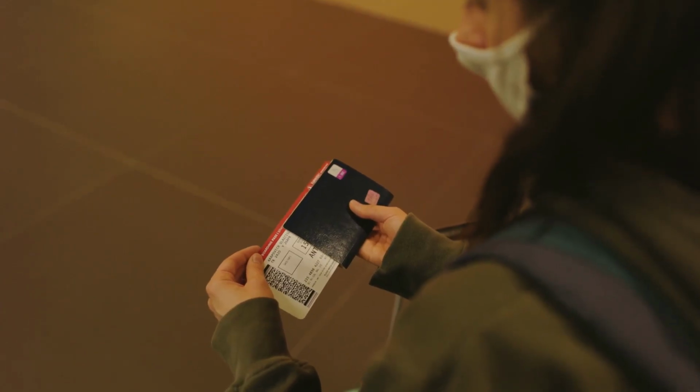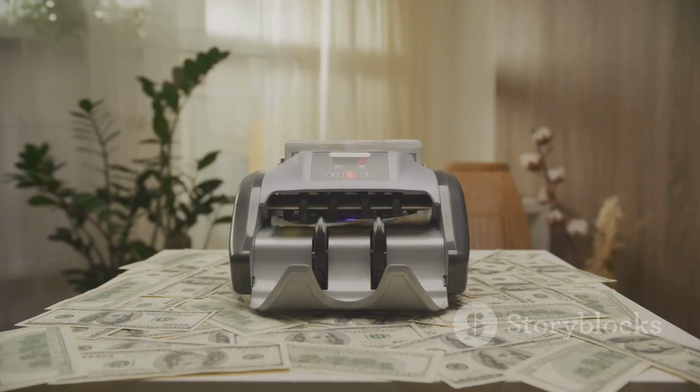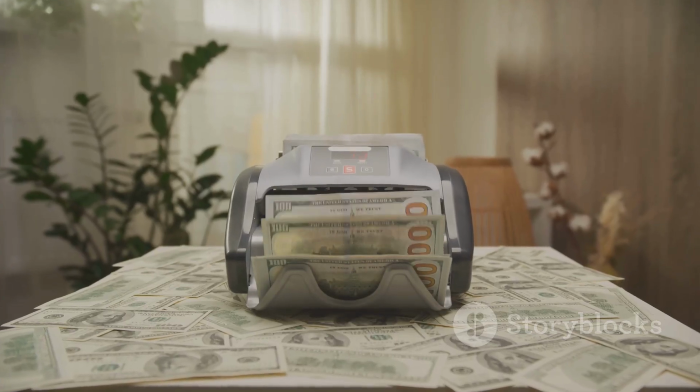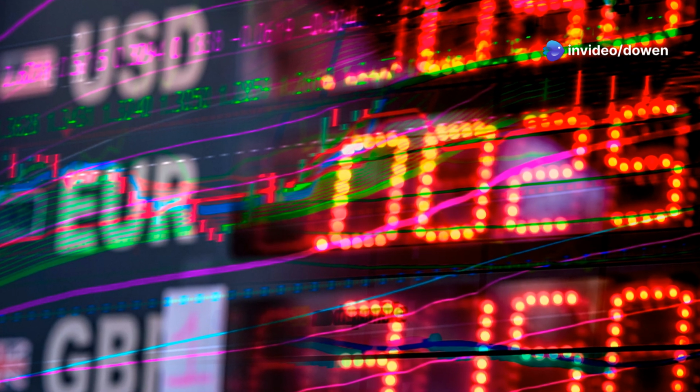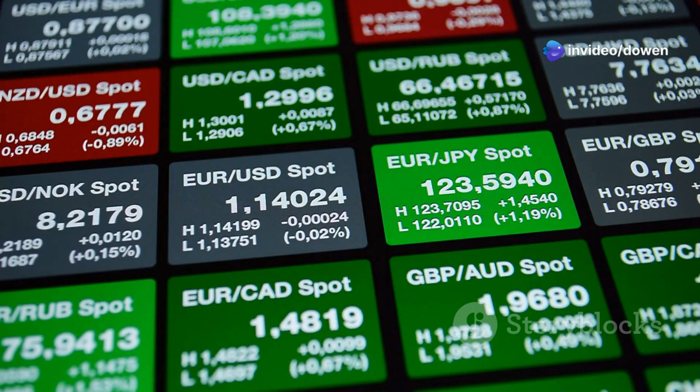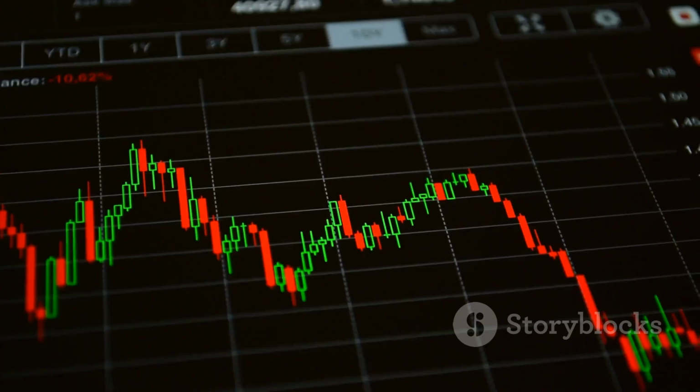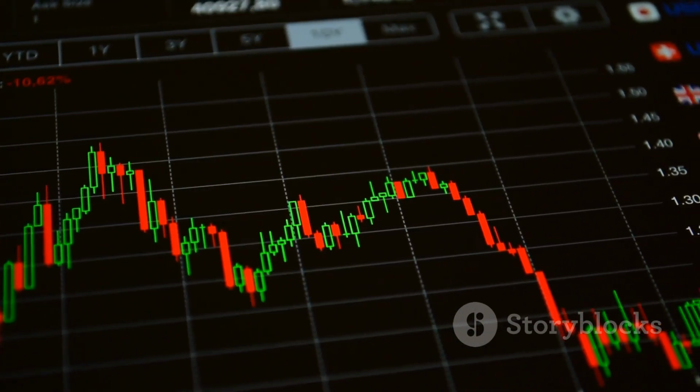Imagine you are planning a trip from Europe to the United States. You will need to exchange your euros for US dollars. The rate you get is determined by the EUR/USD currency pair. If the rate is 1.10, it means 1 euro will get you 1.10 US dollars. This rate isn't static, it changes all the time.